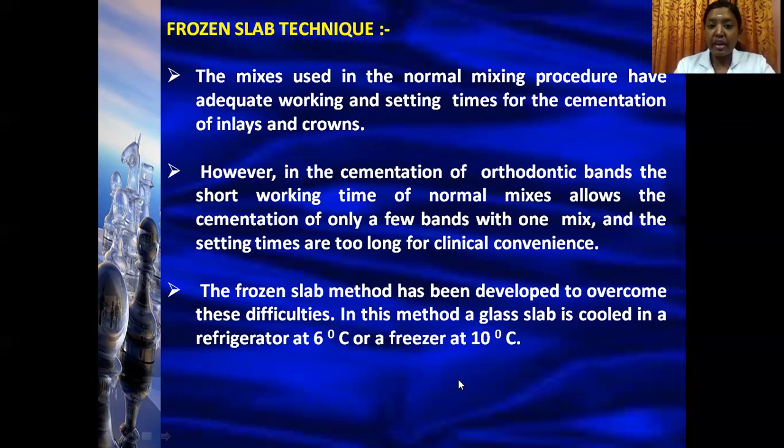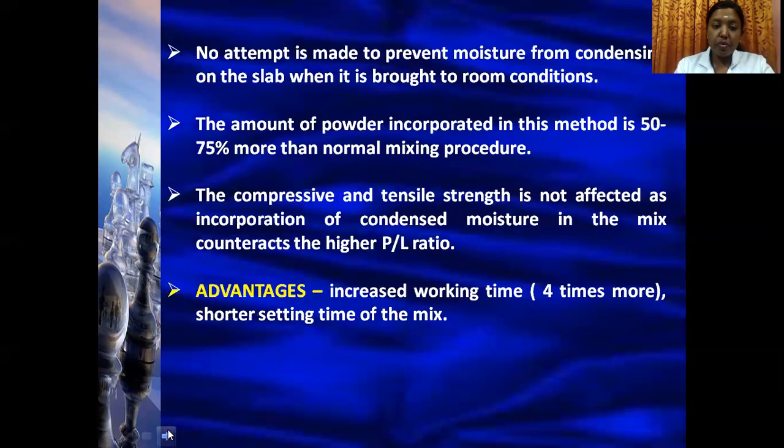So you basically get a cool glass slab. When you regulate the temperature of the glass slab, you get a longer setting time. The setting time is extended, and you have more time to work with the cement. However, here no attempt is made to prevent any moisture from condensing onto the glass slab when it is brought to room conditions. As I told you, 75% more powder is allowed to be incorporated into the liquid, wherein the strength properties are not affected.